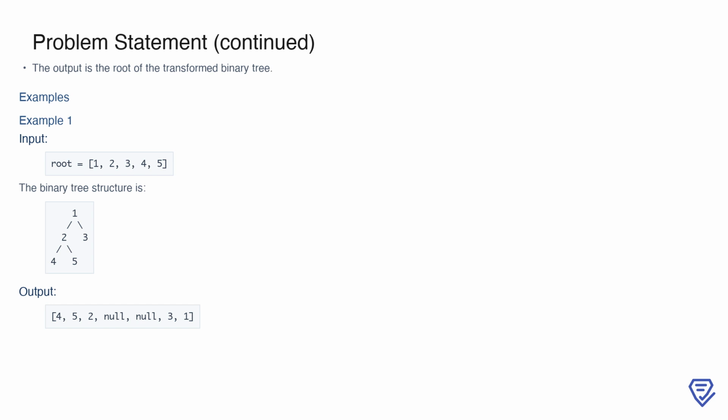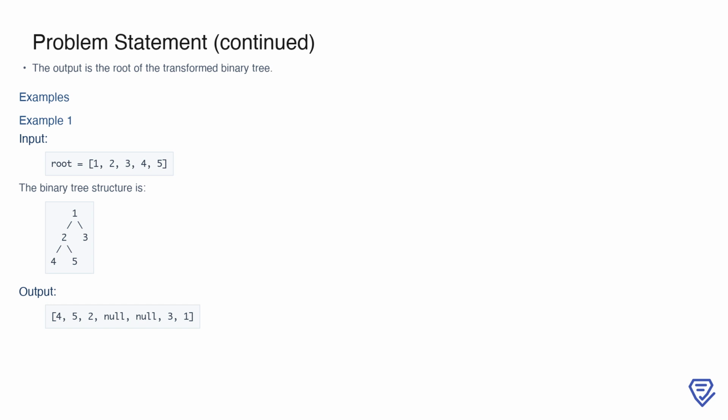For the given input tree, where the root has the value 1, and its left and right children have values 2 and 3 respectively, the structure also extends further with node 2 having children 4 and 5. After applying the upside-down transformation, the result is a new tree. The leftmost node, 4, becomes the new root.